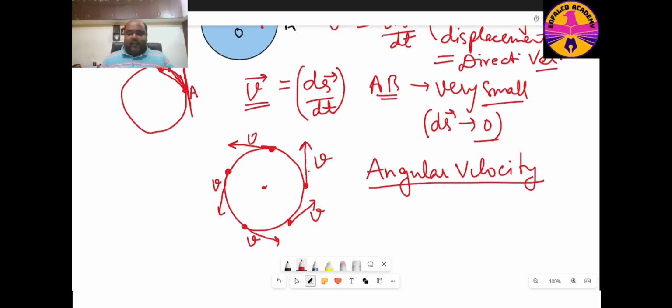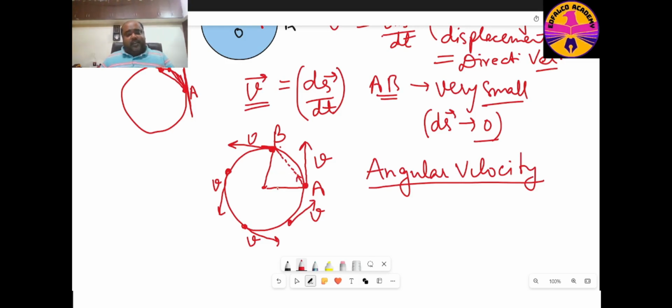Here we are defining a new variable which is called the angular velocity. So what does that mean? When we are talking about any displacement, let's say from point A to point B, there are two ways we can think about it. One is the way that we just thought about it, where AB is the displacement. From A to B, the displacement is happening.